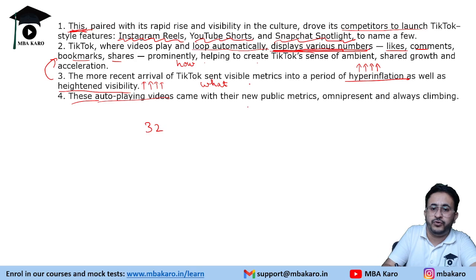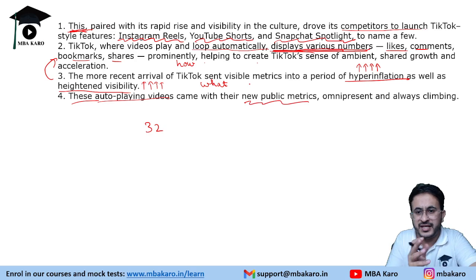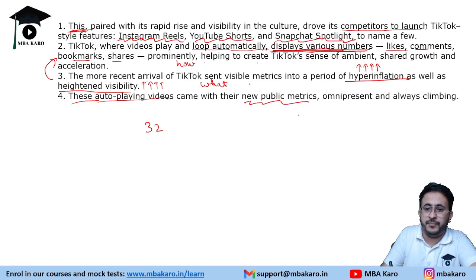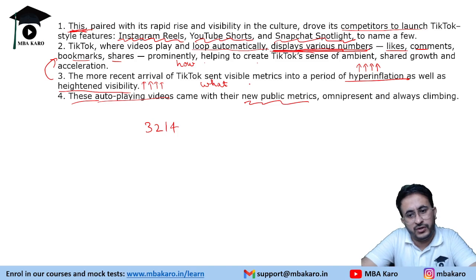They came with their new metrics, right? Like TikTok had some metrics, these different competitors launched new metrics. Omnipresent and always climbing. So that is the order. 3, 2, 1, 4 is the order of these sentences.